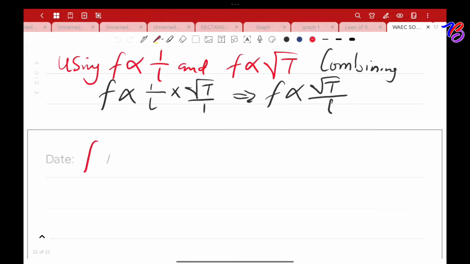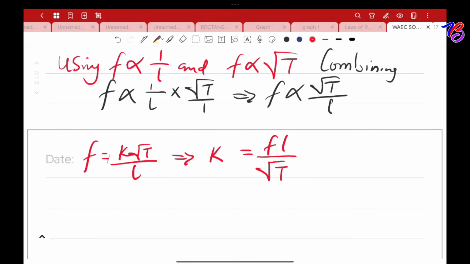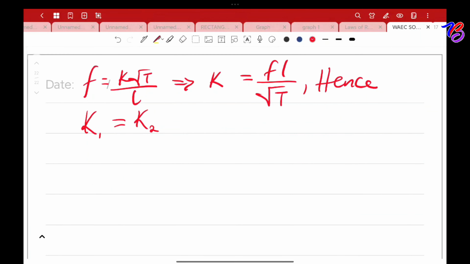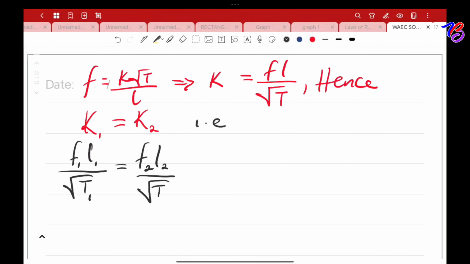So we'll bring in our constant now so that we can make the constant the subject of the formula. So F is equal to K square root of tension over length. So making K the subject of the formula from here, K is equal to FL, all divided by the square root of tension. So this is the formula that will suit our triune components given in this question. Is that clear? So that we have K1 is equal to K2. By expansion and substitution, what do we have? K is FL over square root of T. So let's write that now: F1 L1 all over the square root of T1 is equal to F2 L2 all over the square root of T2.